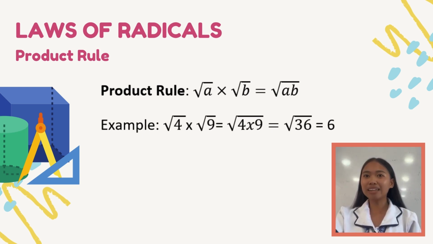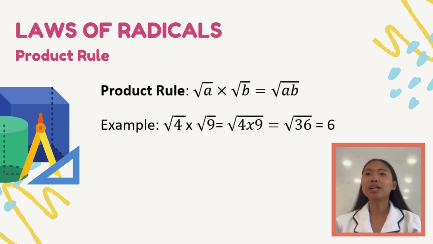The square root of a times the square root of b is equal to the square root of ab. This rule helps us simplify expressions when we multiply two radicals. It says that when you multiply the square root of a by the square root of b, you can combine them into the square root of the product of a and b.